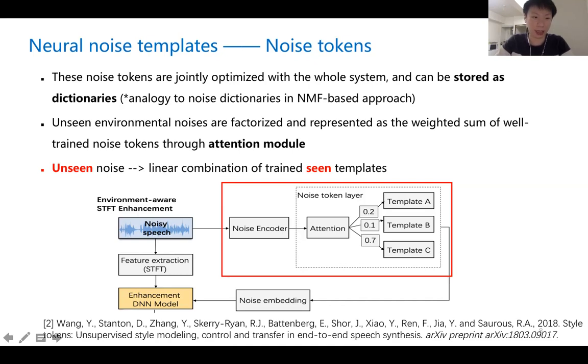And in the inference stage, unseen environment noise will be factorized by the noise encoder and then represented as the weighted sum of those well-trained noise tokens using the attention module. And then we will have a neural noise embedding, and this embedding will be passed into the following enhancement model. In such a way, we convert the unseen noise into a linear combination of trained, seen templates. So we hope the following DNN model can handle this noise embedding more efficiently.